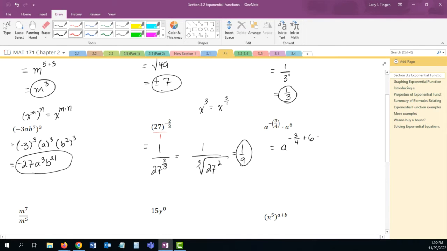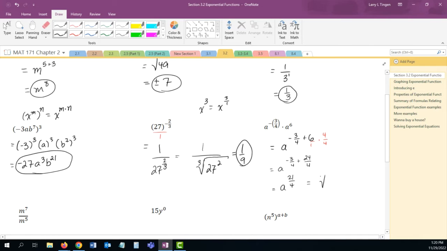I need a common denominator. 6 is currently 6 over 1. I need a denominator of 4. How do I get a denominator of 4? I multiply top and bottom by 4. And now I'm looking at a to the negative 3/4 plus 24 over 4. And that is negative 3 plus 24, which is 21. That's a to the 21 over 4. That's fine the way it is.